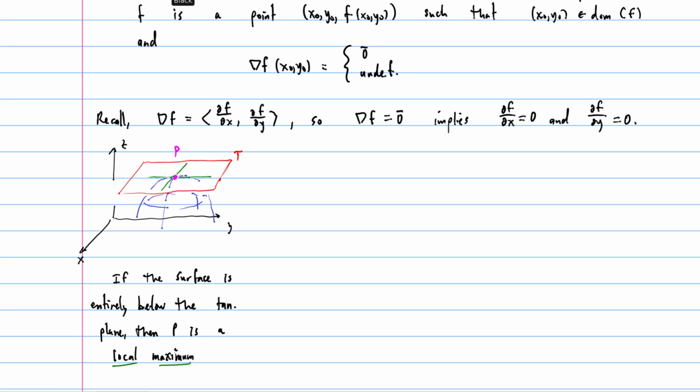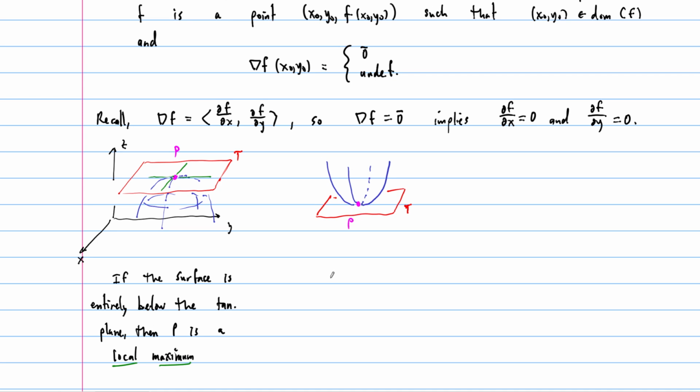Now the exact opposite situation would be that our surface sits entirely above the tangent plane, or the tangent plane is entirely below. In this scenario, our surface near the point is going to look something like this, just nearby, locally, near the point P. Near this point, our tangent plane sits entirely below. There's our tangent plane, and so this is going to become a local minimum.